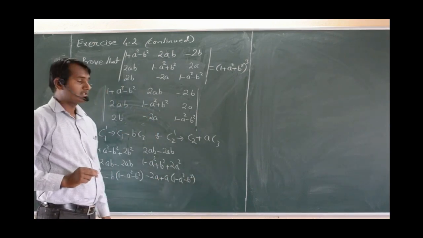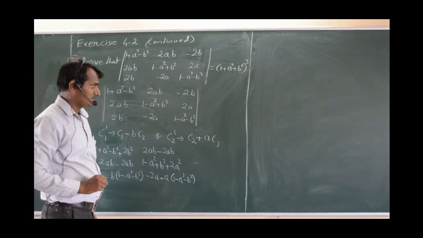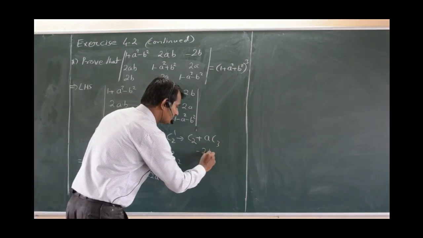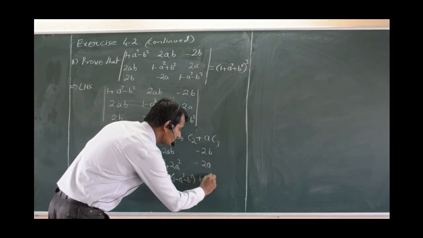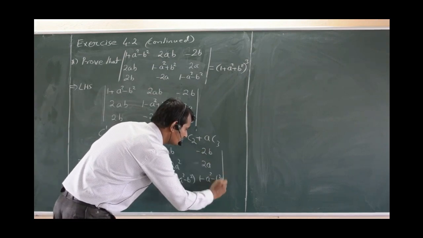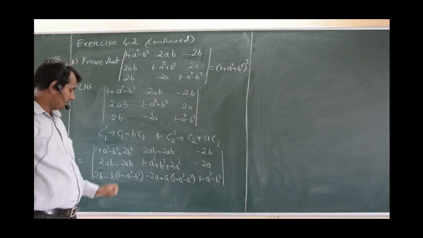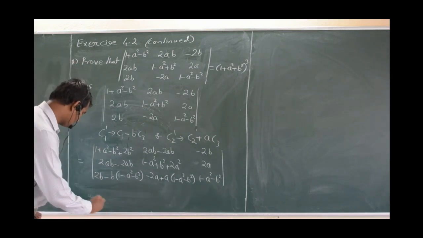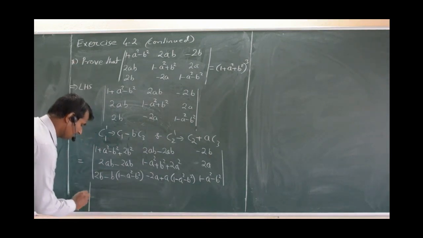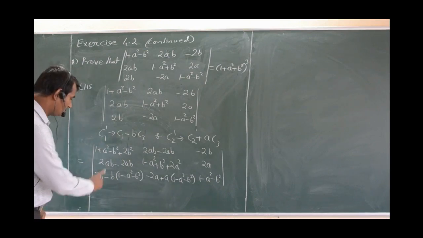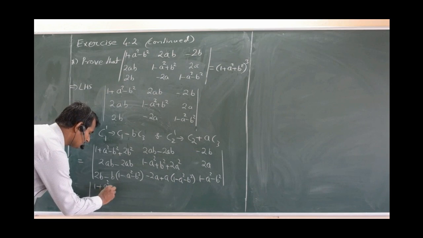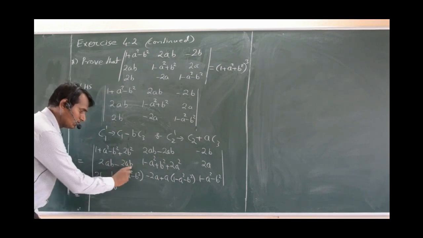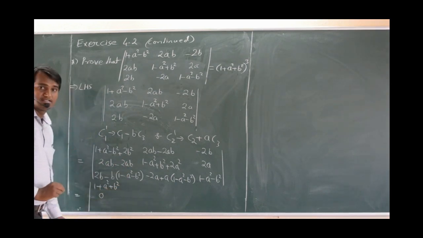Okay, dear friends, I will keep the third column as it is. What we get here is minus 2b, 2a, and then 1 minus a square minus b square. Now I will evaluate it. Evaluating means we get the determinant, here minus b square plus 2b square. I will get 1 plus a square plus b square. 2ab minus 2ab will give 0 value.